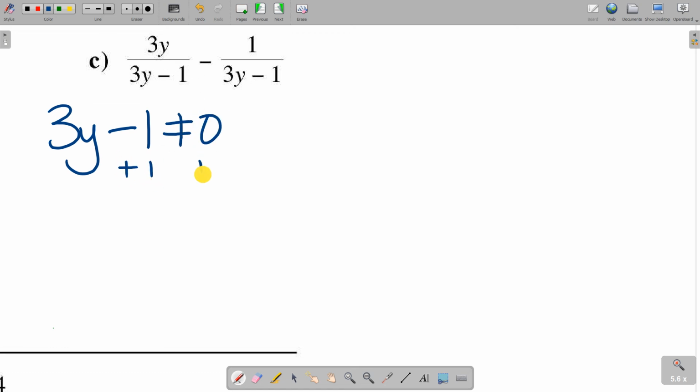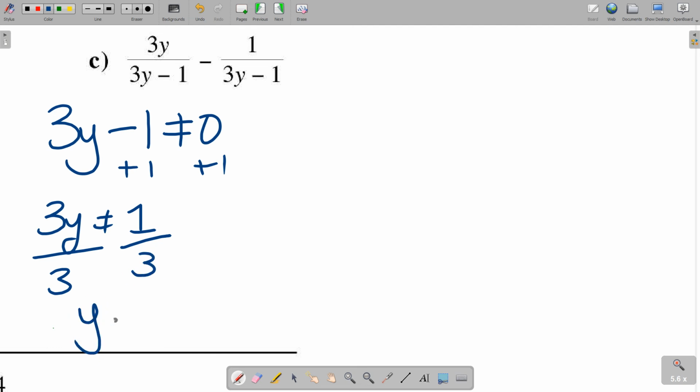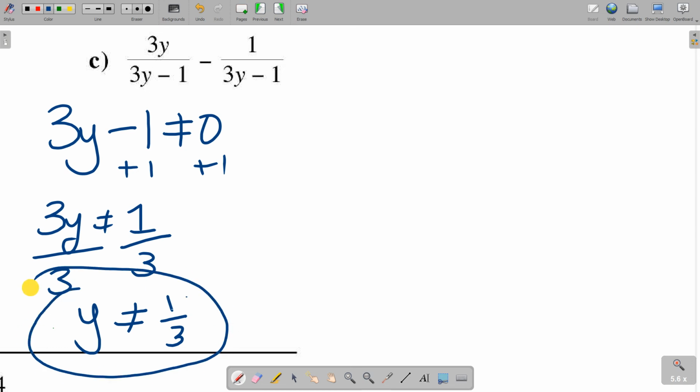Add 1, 3y cannot be 1. Divide by 3, divide by 3. Our restriction for all our work shall be y cannot be 1/3. That's just simply the restriction. Yes, you may have been able to jump right to that mentally. That's a-okay.